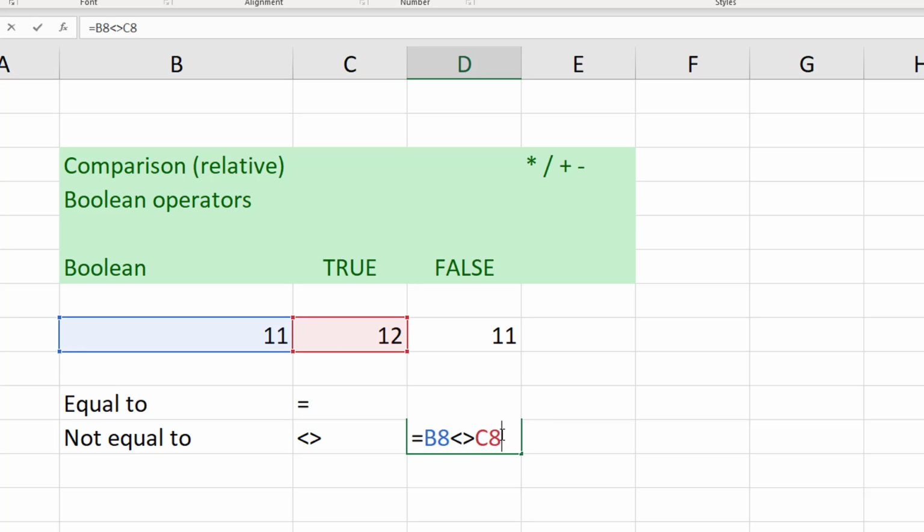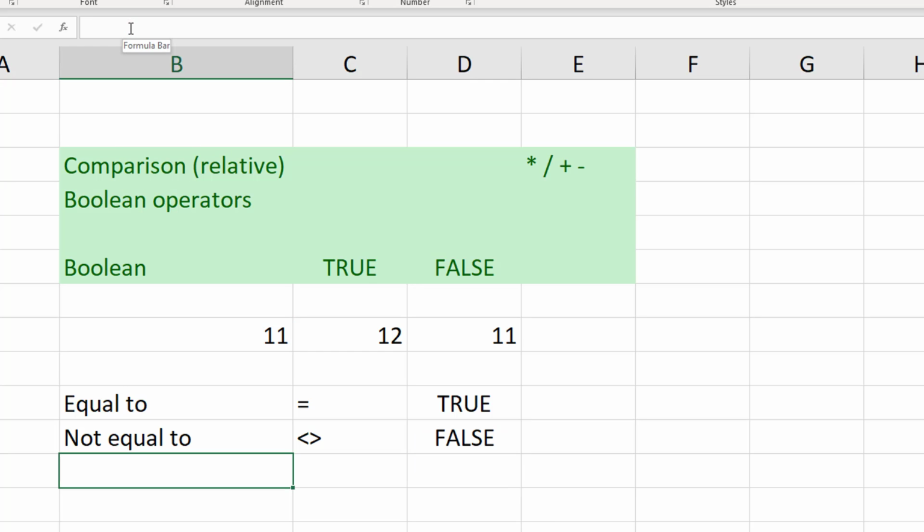This time this should be true because they're not the same thing, they're not equal to. But if I change it to D8, it does the opposite, it goes to false. And then I used those less than, greater than symbols. So let's use them on their own because we can do that too.